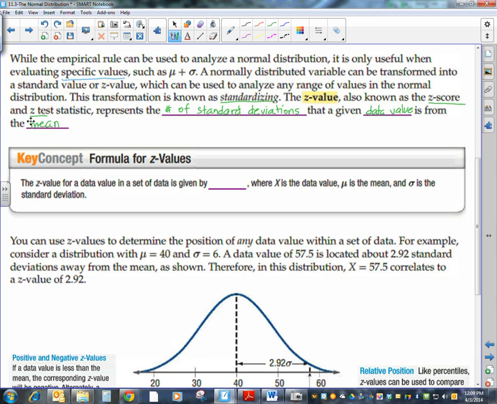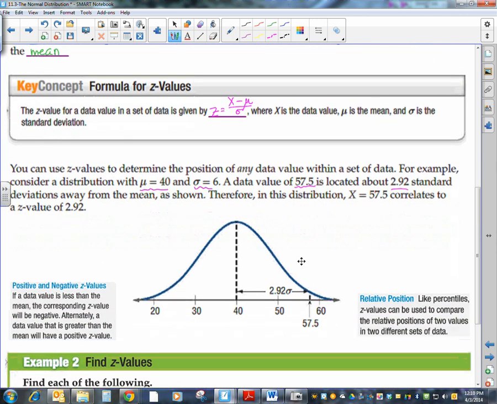And so that formula is z equals your data value x minus your mean divided by your standard deviation. Okay? So if I had a mean of 40, a standard deviation of 6, then they could calculate 57.5 with the mean. Well, this is my x value, so this is 57.5 minus 40 divided by 6 gives you 2.92.